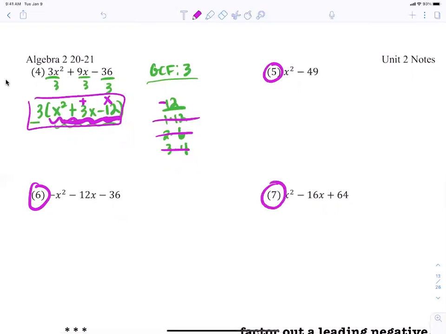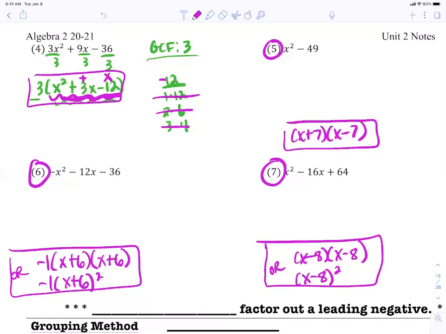Now, the other 3 on this page, 5, 6, and 7, we are actually going to do in class. If you would like to give them a shot, I'm going to pause your video now and I'm going to write the answers in. Okay, answers for those are up. So if you would like to give those a shot, please go ahead and do so.